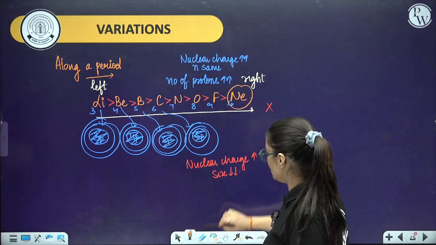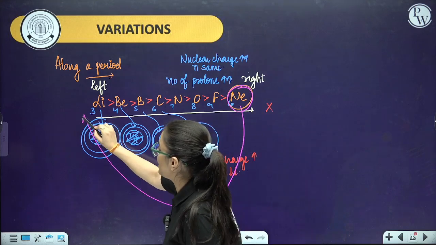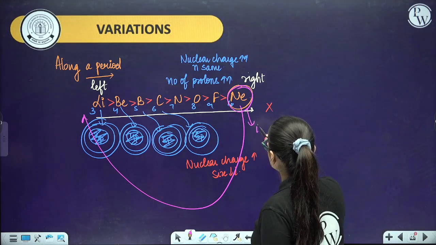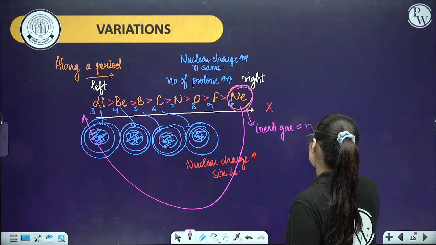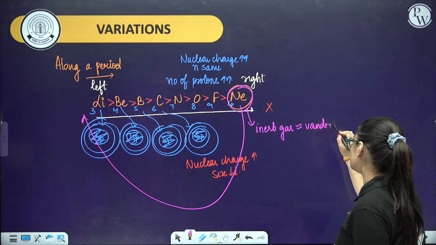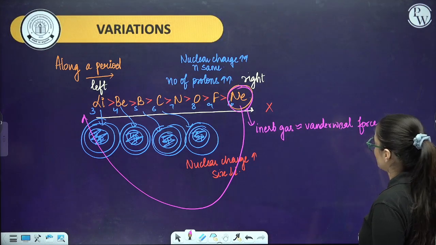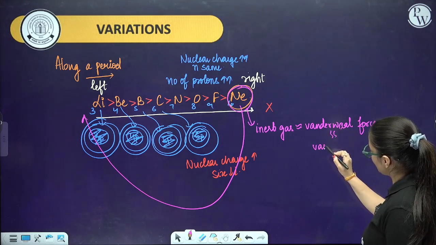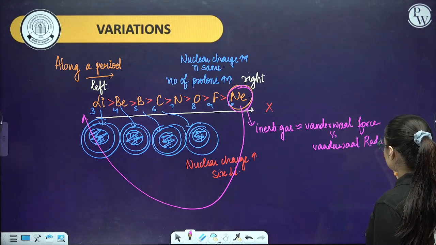Neon, students, neon over here will have the highest size. Why will it have the highest size? Because neon is an inert gas, and inert gases, students, exhibit van der Waals radii. They exhibit which kind of radii? Van der Waals radii, based on van der Waals forces. If there are van der Waals forces, then it has a van der Waals radius, which is the highest one.